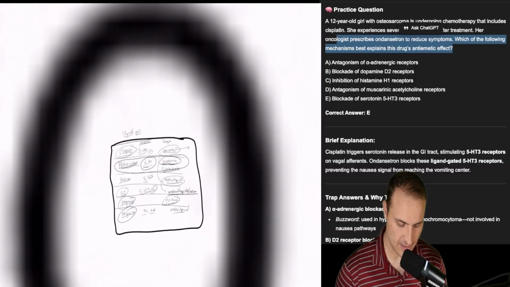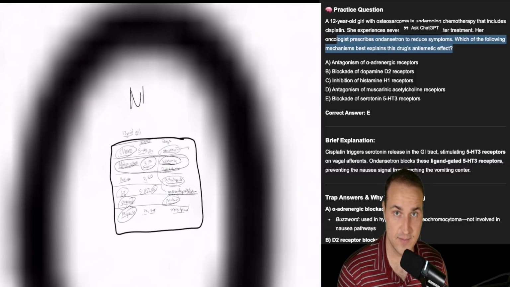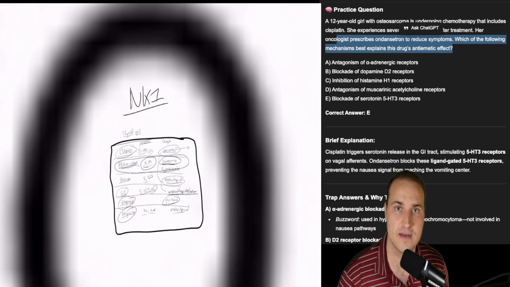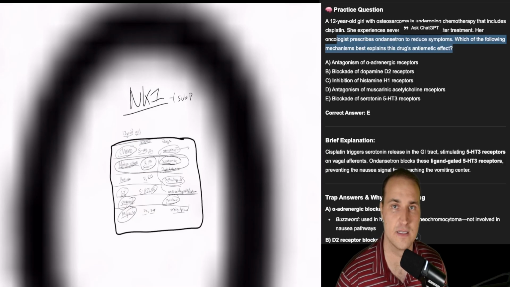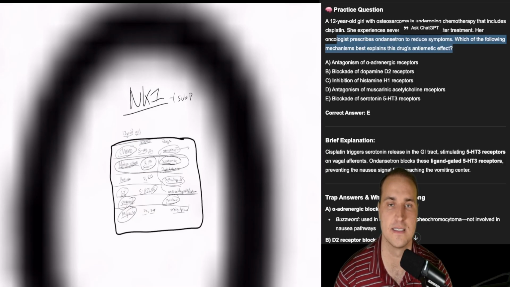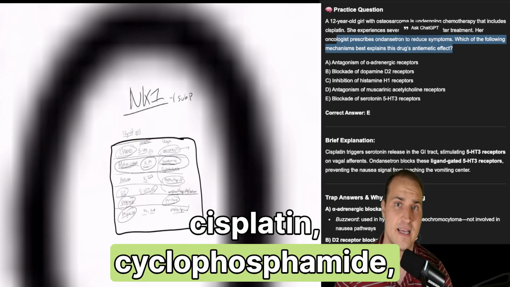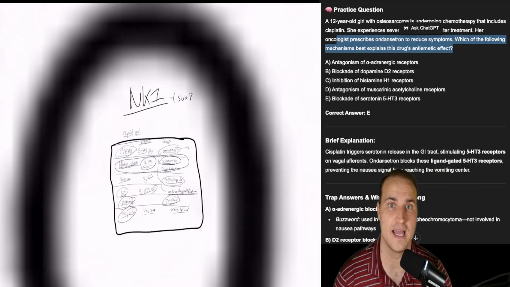And I'll give you one last little bonus one because I know you guys are just having a good old time here. NK1, those are your neurokinin 1, like aprepitant that's used in combo with ondansetron and dexamethasone. It blocks substance P. And that's for delayed chemo nausea. So aprepitant is the NK1. And so in the question set, if you see cisplatin, cyclophosphamide, 5-HIAA increase, stuff like that, then it's chemo-induced.